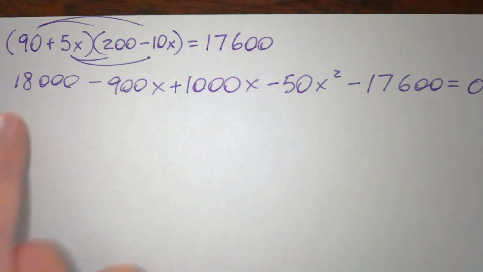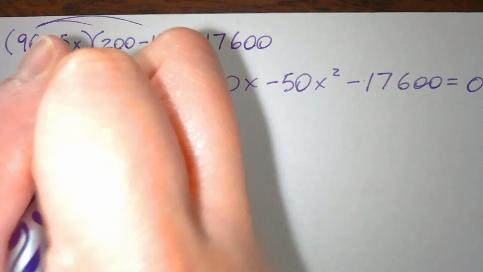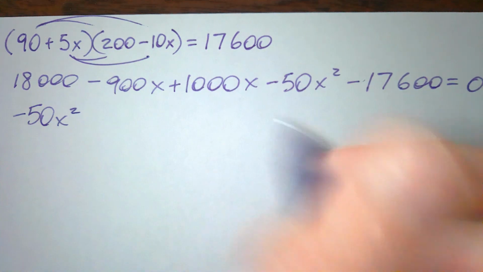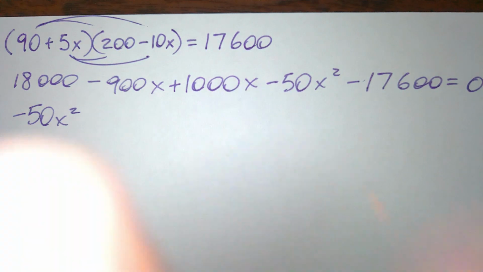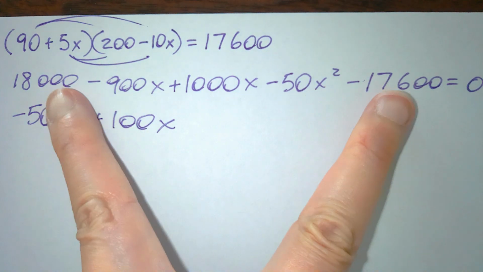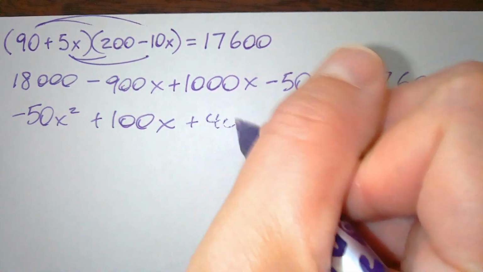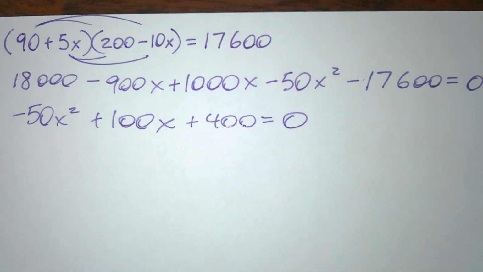Alright, so that's how we built this equation right here. Now I moved everything to one side and collect like terms. So negative 50x squared, and then this is plus 100x, and then plus 400. We're trying to find a max.